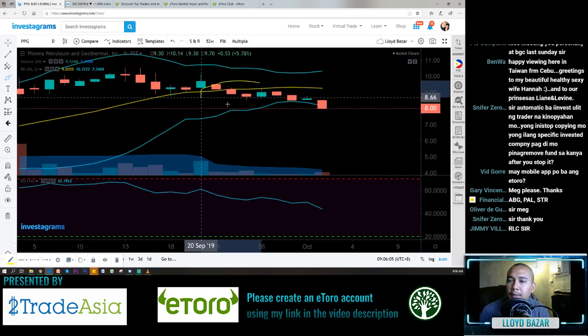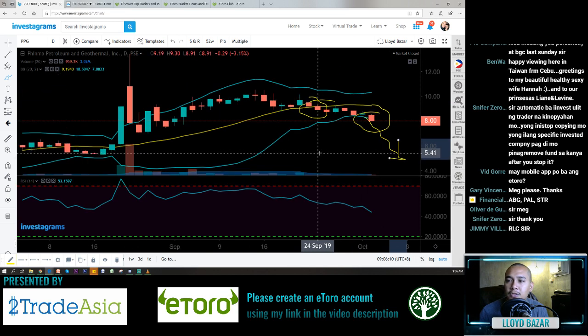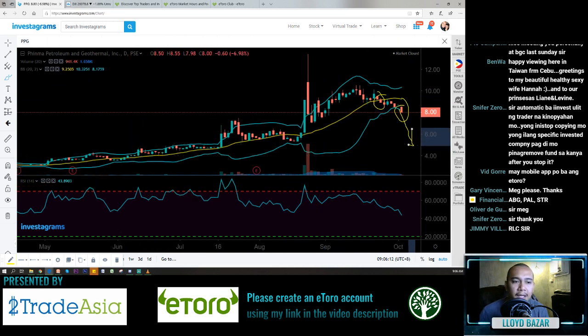Right, si PPG, after breaking the MA20, hindi na nag-sustain. Is touching the lower Bollinger Band. So, alam po natin saan papunta ito. Most probably, it's still gonna go down. So, please stay away from PPG.